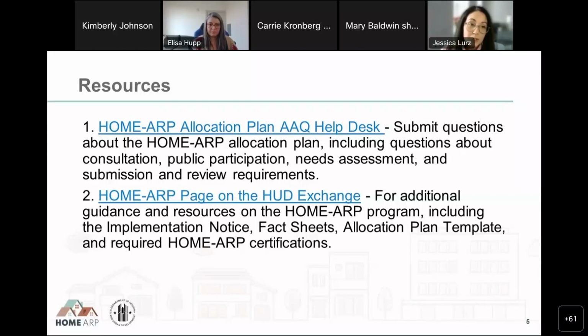The next thing that we want to turn your attention to is the HOME-ARP page on the HUD Exchange. There's a number of resources available, tools, handouts, fact sheets, tips and tricks for you to help you get your allocation plan in on time. And so we want to point that out to everyone. And again, I'll put that in the chat so you have that direct link to take you straight to that page.